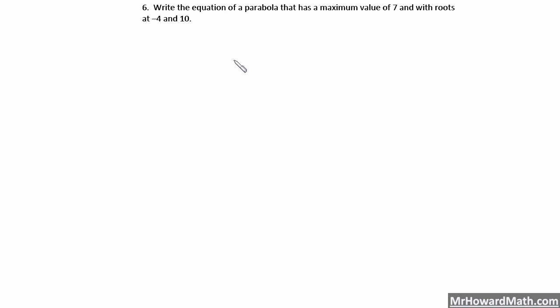Alright, here we have question 6 of your review. Write the equation of a parabola that has a maximum value of 7. Okay, we need to be careful here. It's just the maximum value. It's not the maximum point. So that means the vertex y coordinate is 7. Okay, we don't know what the x coordinate is yet. They just gave us the maximum value.